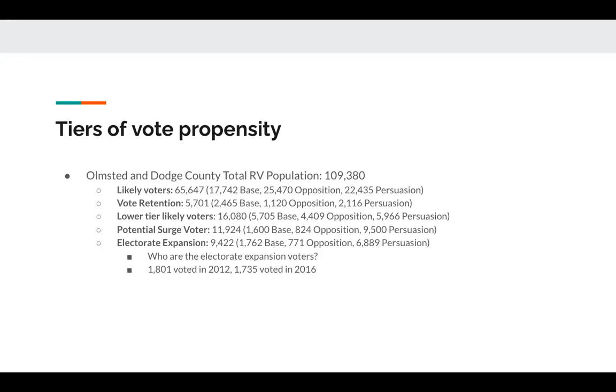And we can see that the likely voters have significantly more opposition than base voters. That means that in order to win, we're going to need to do some persuasion work with the likely voters, as well as ensure as many base voters as possible turn out in the likely voters cohort and in the lower tiers of vote propensity. How far down the tiers of vote propensity should we go?